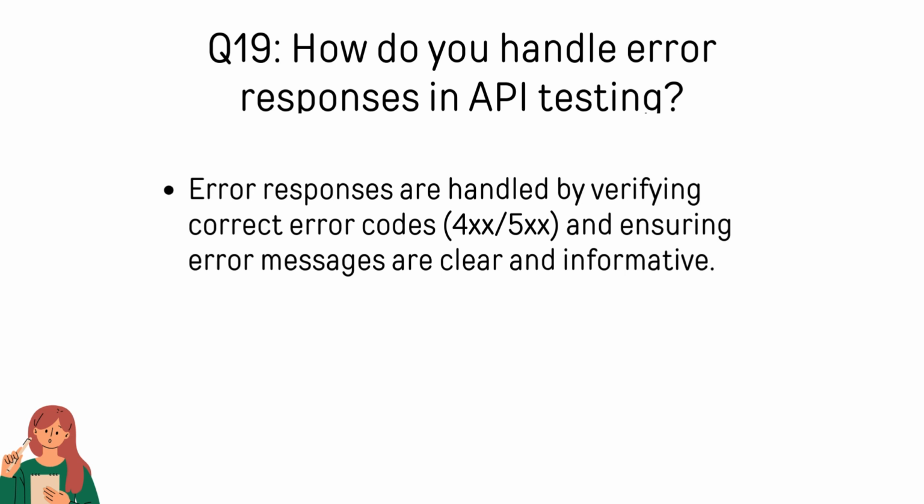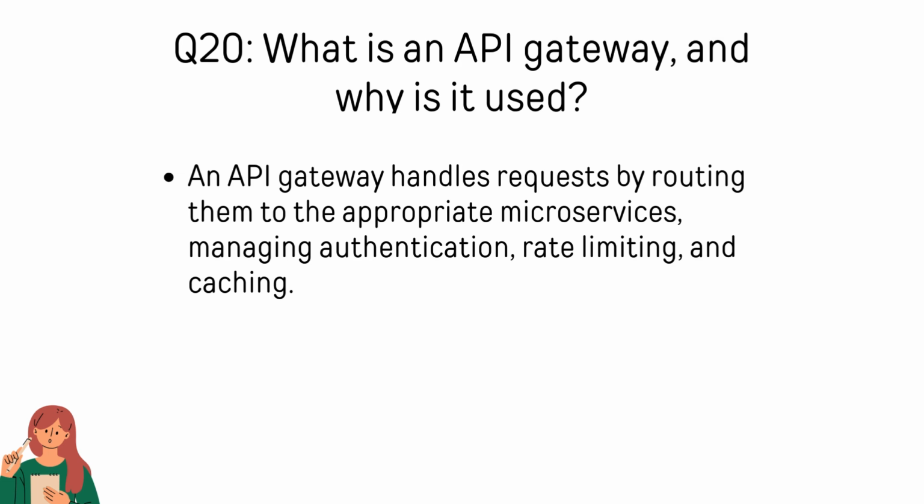Question 19. How do you handle error responses in API testing? Error responses are handled by verifying correct error codes, such as 4xx or 5xx, and ensuring error messages are clear and informative. Question 20. What is an API gateway and why is it used? An API gateway handles requests by routing them to the appropriate microservices, managing authentication, rate limiting, and caching.